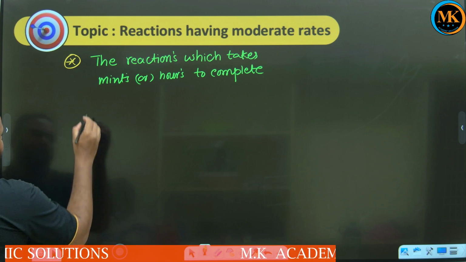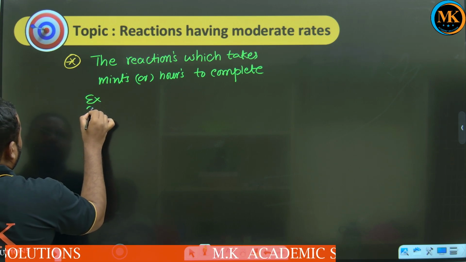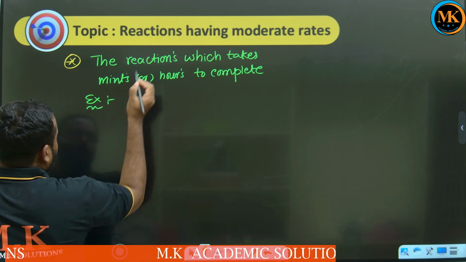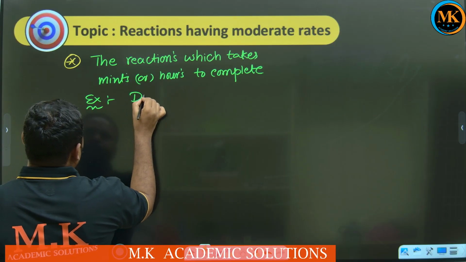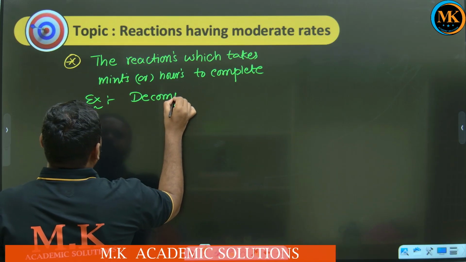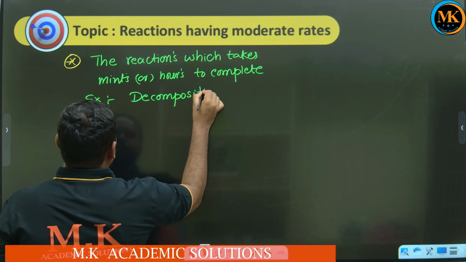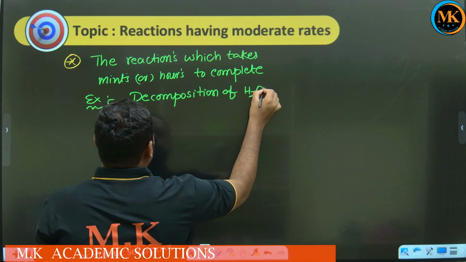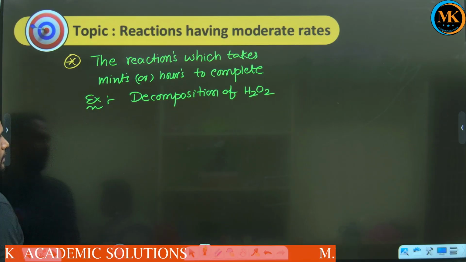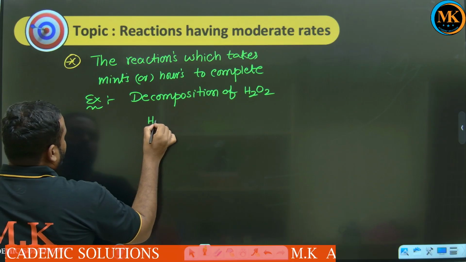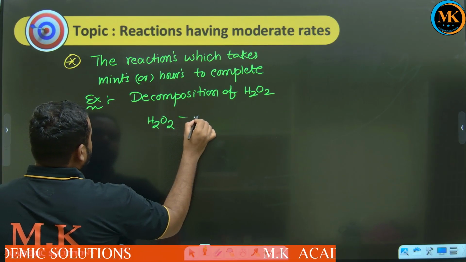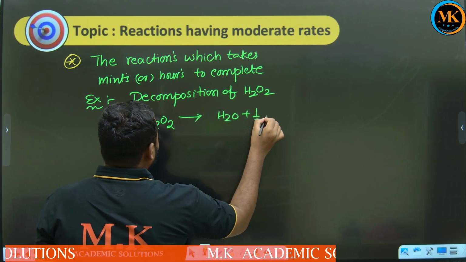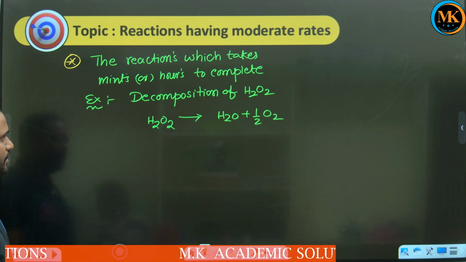For example, for moderate reactions, you can take the decomposition of H2O2, hydrogen peroxide. So here H2O2 gives rise to H2O plus half O2.